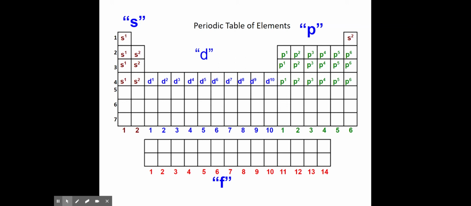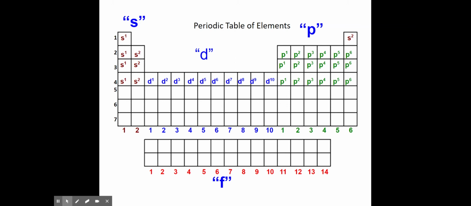We always start in the top left corner with hydrogen. It's on the n equals 1 principal energy level. It only has one subshell, and that is the S subshell. It only has one proton, so neutral hydrogen has only one electron in that s subshell. We represent that with a superscript 1.